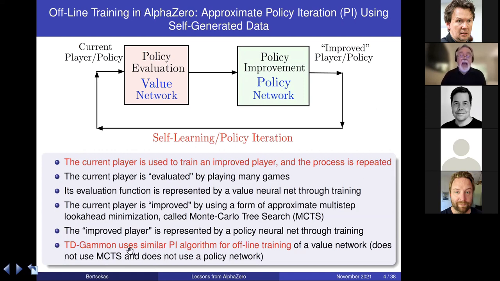Now, TD-Gammon uses a very similar policy iteration algorithm for offline training using the so-called TD lambda method. It does not have a policy network. The functionality of the policy network is provided by using the value network through one step look ahead. And it also does not use Monte Carlo tree search. And that's not really fundamental and does not really affect the overall character of the process.